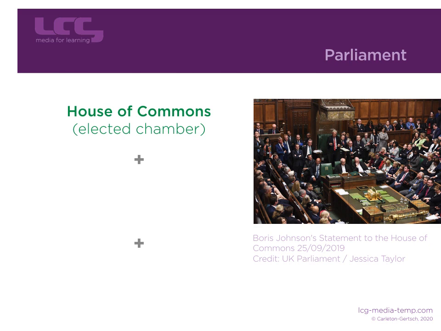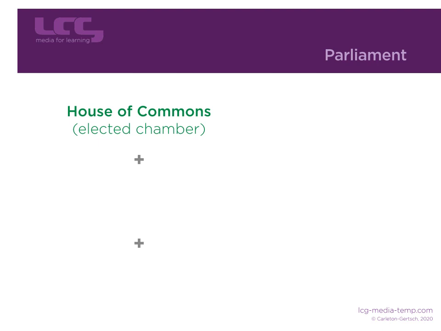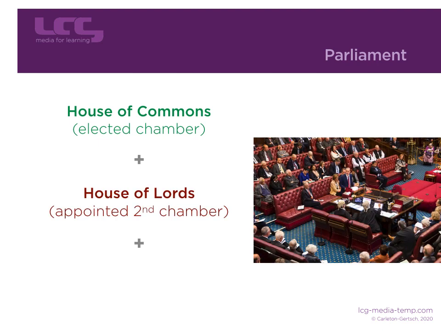The second chamber is the House of Lords, and this is different to the House of Commons because it's not an elected chamber, it's an appointed chamber. So all of the people who sit in the House of Lords are not elected by the people, but are appointed by the monarch on the advice of the Prime Minister. The House of Lords' main job is to double check new laws to make sure they're fair and that they'll work. As you can see, the colour for the House of Lords is dark red.